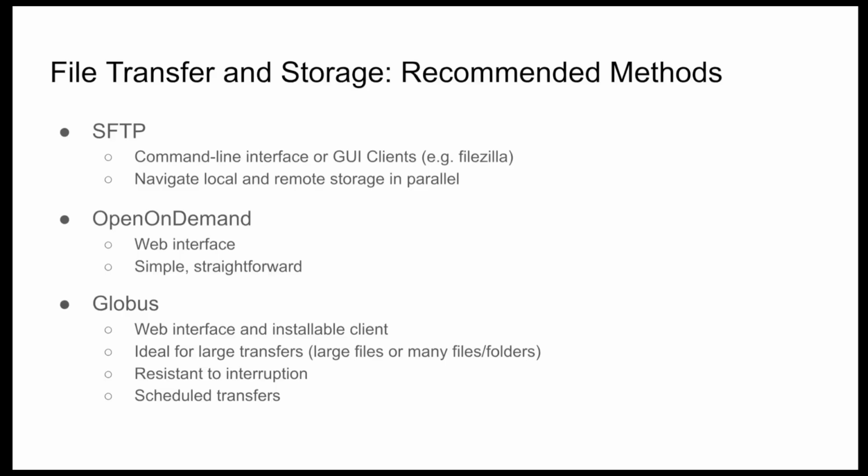Globus is ideal for very large transfers. This includes very, very large files or many files and folders. It's ideal for this in part because it parallelizes the transfer, having multiple streams of transfer happening at once, but it's also resistant to interruption, meaning if your network connection gets interrupted, Globus will keep restarting the process until it is complete, and then will check file integrity once it's done. There are also a number of options for customizing this transfer, which I'll get into in a short demo.